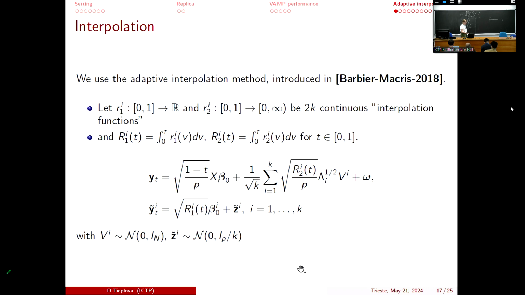Usually the idea is that we are creating a new model which at time t equal to 0 matches our old model, and at time t equal to 1 it is supposed to be something that we can calculate. So our new model will consist of k plus 1 different channels. The first one contains the part from our old model, and here you can see an additional part, where v_i is just an i.i.d. vector and r is just a scalar function, this interpolation function.